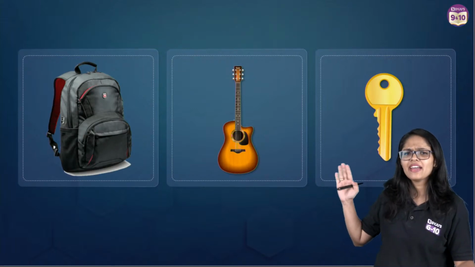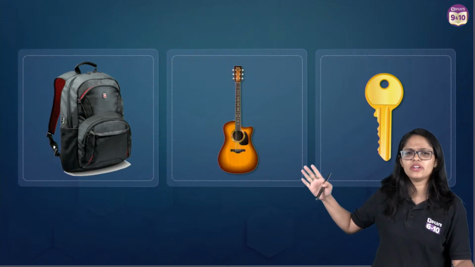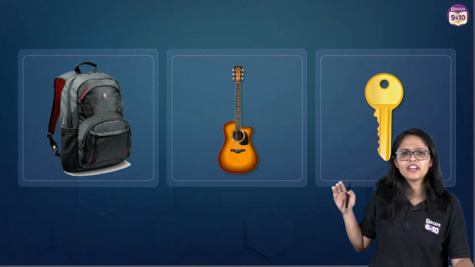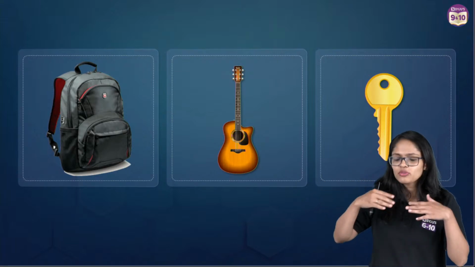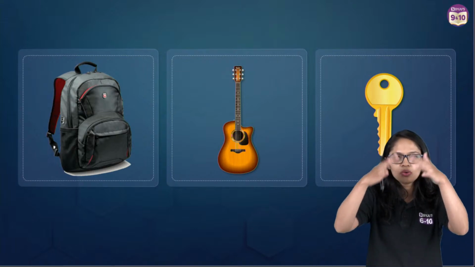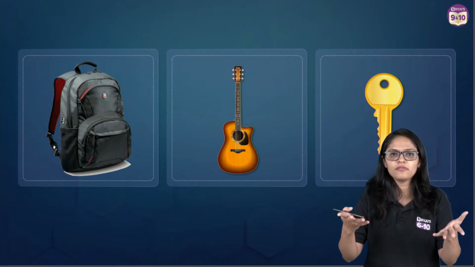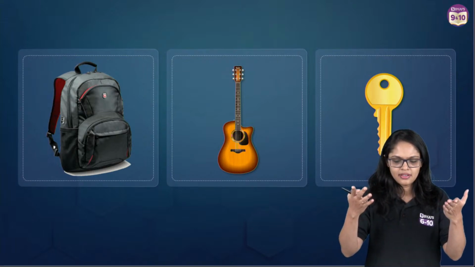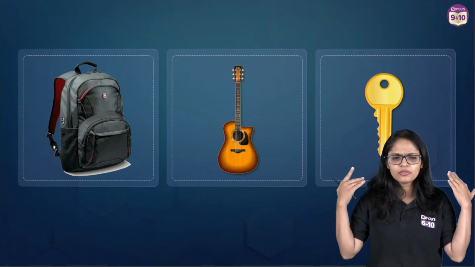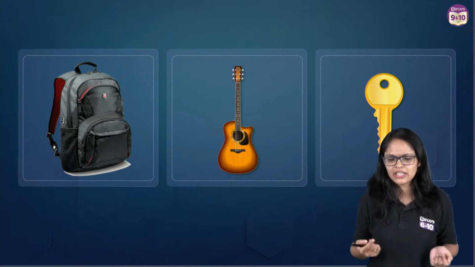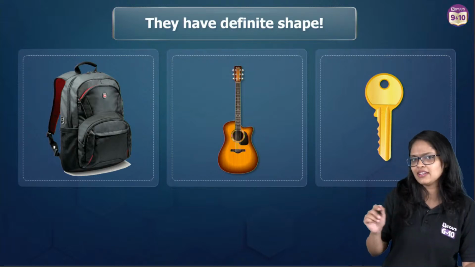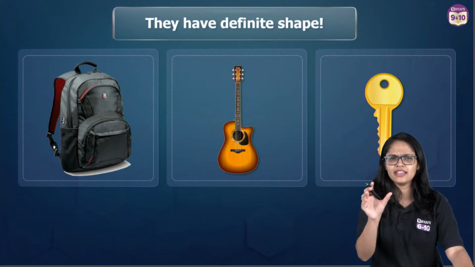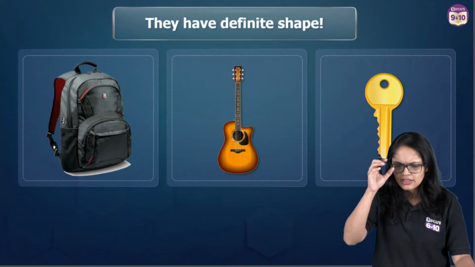A bag is identified by its shape. You identify the shape of that bag. Even without seeing the guitar fully, you know the shape of the guitar and you know the shape of keys. What can you conclude by this? They have a definite shape, right? So there are certain things that have a certain definite shape.